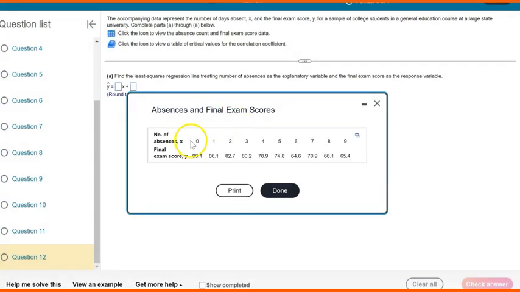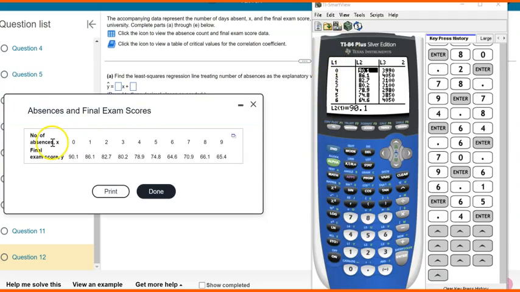We can see that this is the number of absences, which is x. This is the final exam score. You put this data in L1. You put this final exam score data in L2. I'll put it in the calculator. I'll come back. I put this x value in L1 and y value in L2.